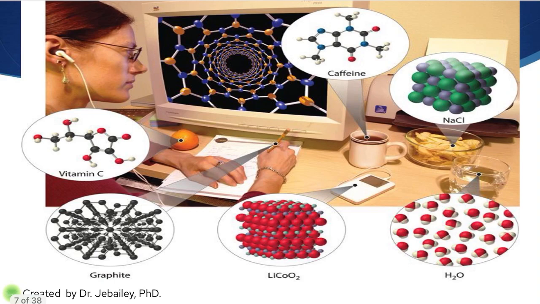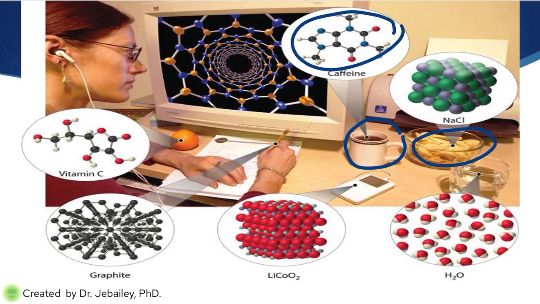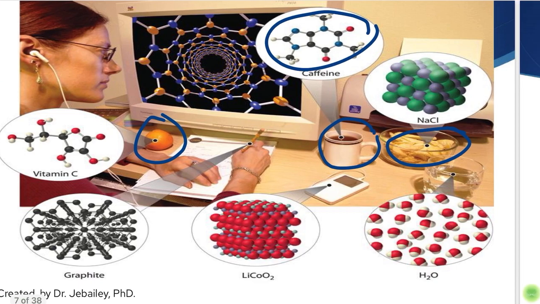As you can see in this picture, we have elements or molecules or compounds in everything. In the cup, you can see the coffee and the shape it has. You can see there's salt in the chips. And we have other things like vitamin C in the orange. All of them have carbons, hydrogens, and so on. We are surrounded by these elements, and these elements are connecting with each other.